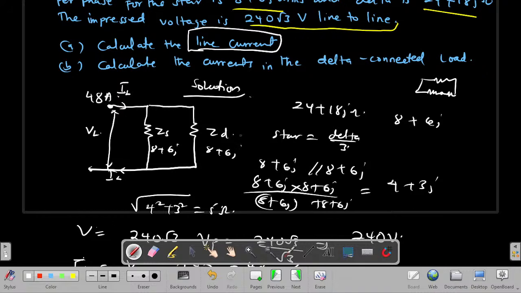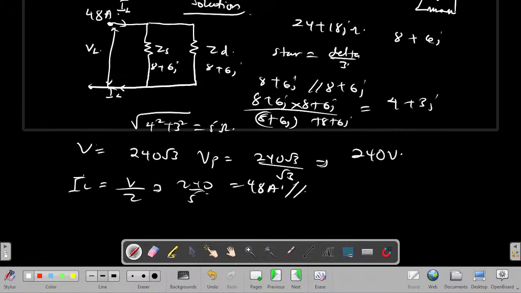But let's take note of something. The question gave 240 root 3 line to line. And remember, in a delta connection, the phase voltage and the line voltages are the same. In this simple model that you've done here, if you have the voltage across a parallel connection, the voltage across the ZS is the same as the voltage across the ZD. It's the same because it's parallel. Therefore, my voltage 240 root 3 now will be taken directly because I want the delta.